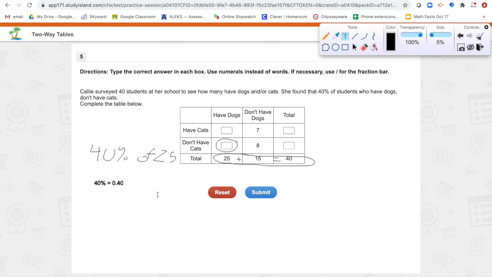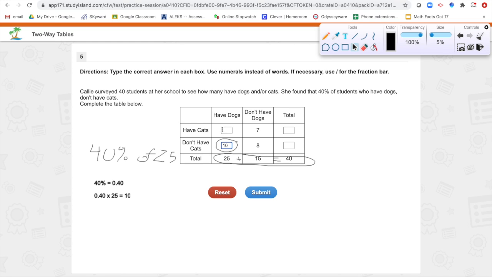0.40. You can move the decimal place over 2 spots to change that percentage into a decimal. So when we take 40% of 25, we have to take 0.40 times 25. And when we do that, we end up getting 10. Alright, so 0.40 times 25 is 10. So 10 people don't have cats.